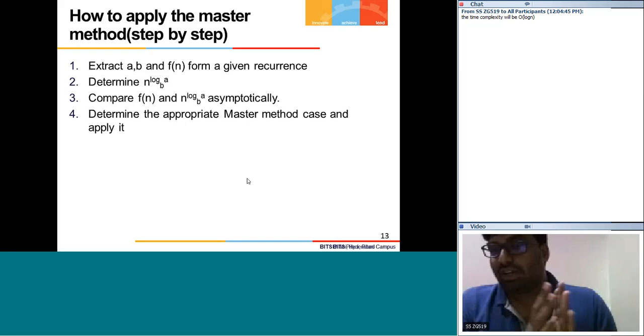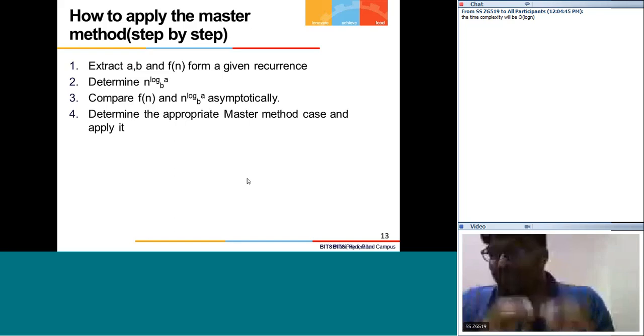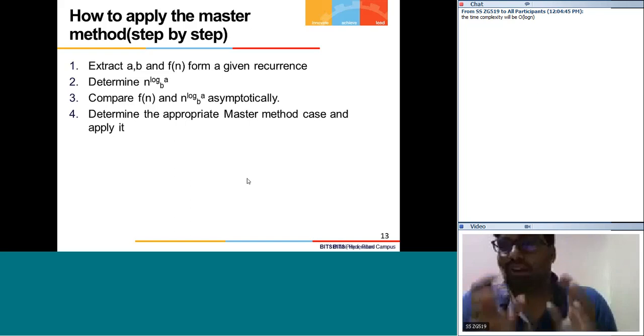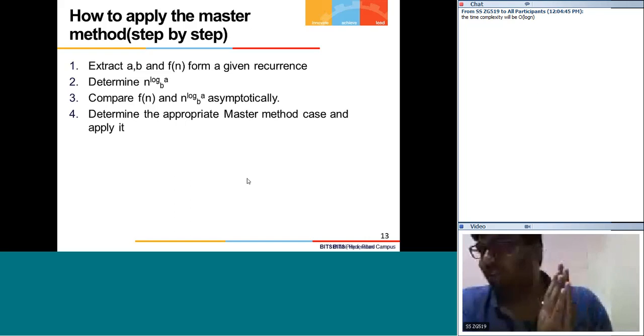N log a base b is what you are supposed to determine. How do I determine this? Basically, you are going to substitute the value a and value b into the formula to determine n log a by b. That's the way we are going to determine n log a by b.